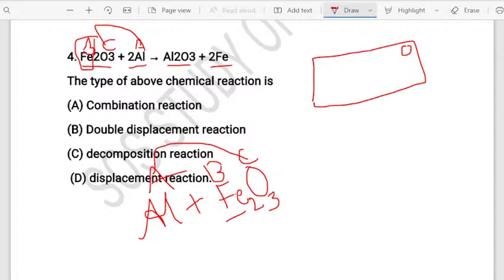It displaces the iron from iron oxide as Fe2O3 solution. Understand? As it is a more reactive element, it displaces the less reactive element from its respective solution. So this particular type of reaction is called a displacement reaction.